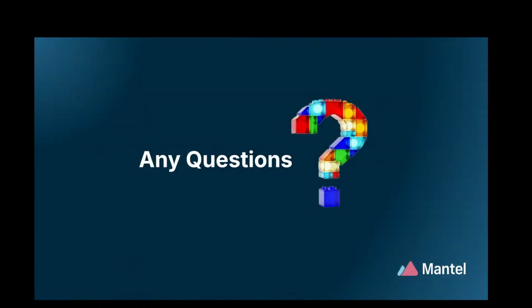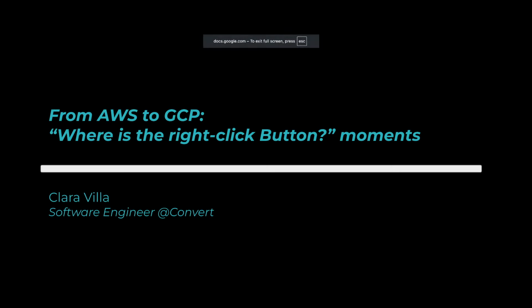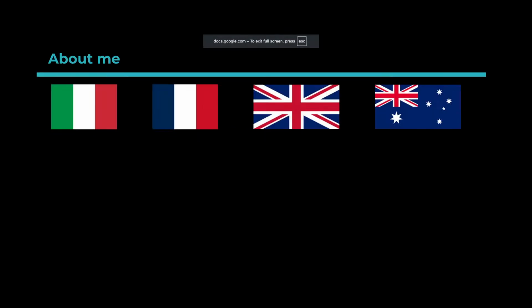Before we get right into it, a bit about me. Those are the countries I've lived in. I'm originally from Italy. I spent a couple of years in France. I moved to the UK for about 15 years, and I made it to Australia last year. I decided it was time to move to the Southern Hemisphere and get confused with the seasons and calendar.